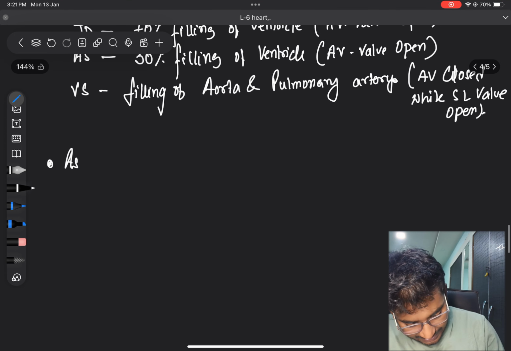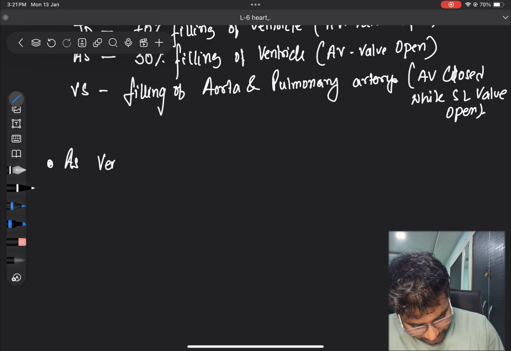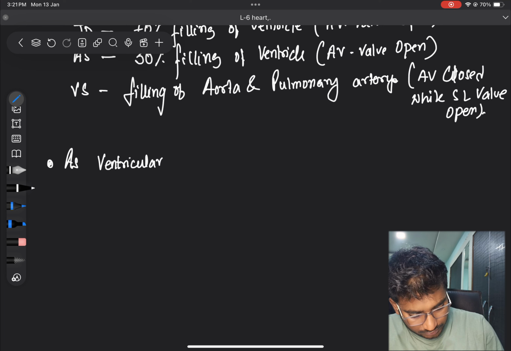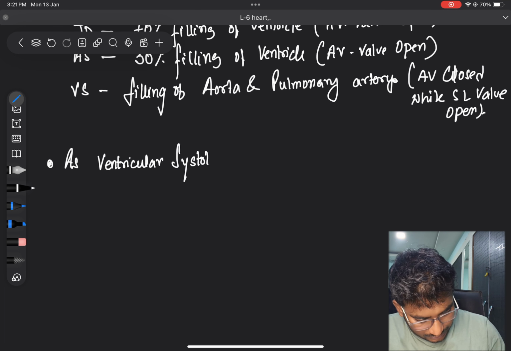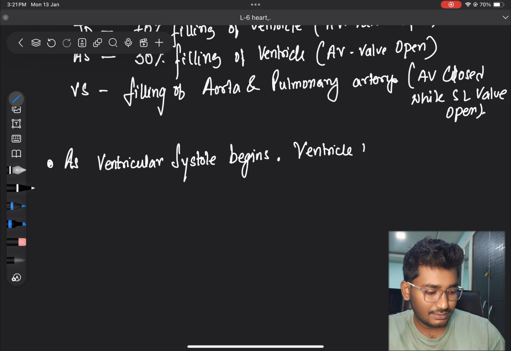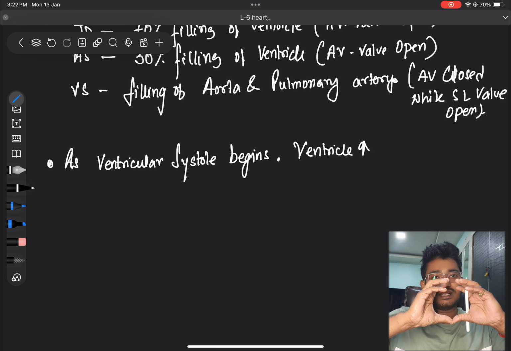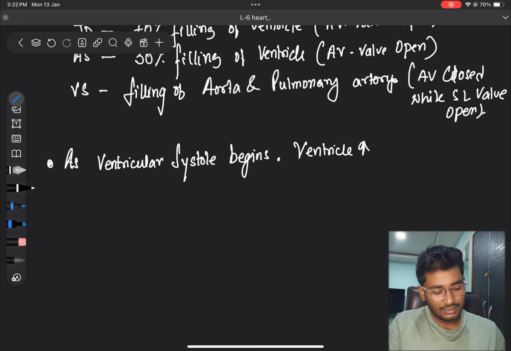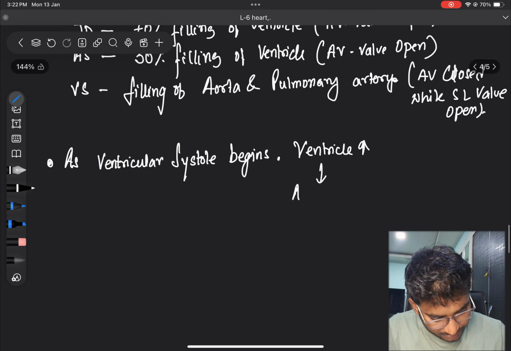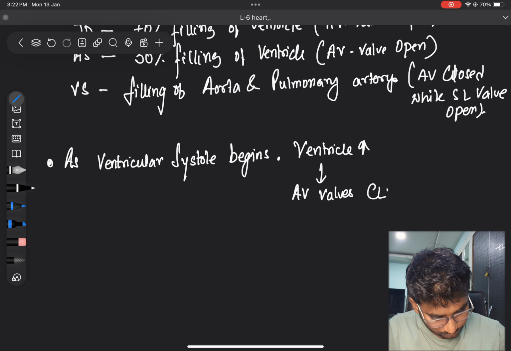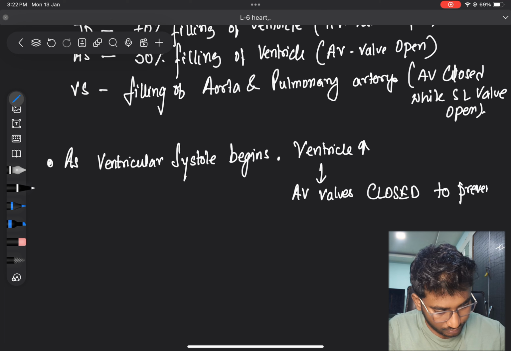Okay. Now, as the ventricular systole begins, what happens? The ventricles press down, the ventricles contract. Okay, it contracts. Now the AV valves close to prevent the backflow of blood.